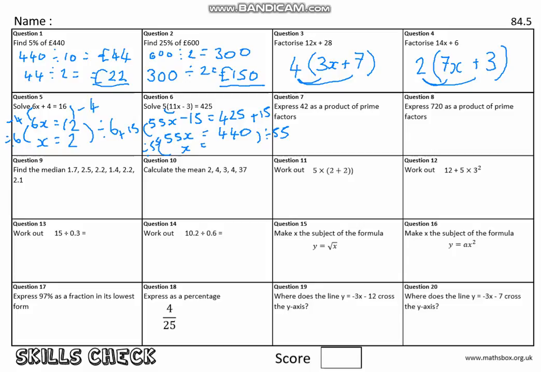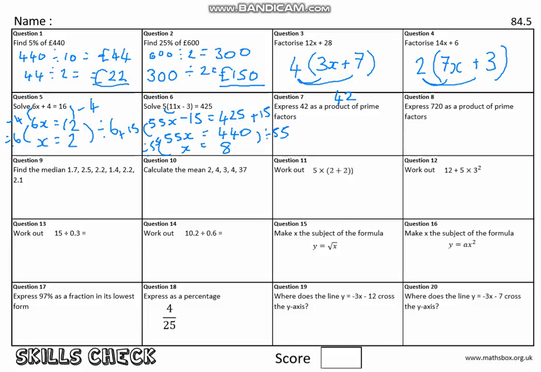And 440 divided by 55 equals 8, okay? So I know that x equals 8 in that case. Perfect. So next up, it says express 42 as a product of its prime factors, okay? So we've done this lots of times now.